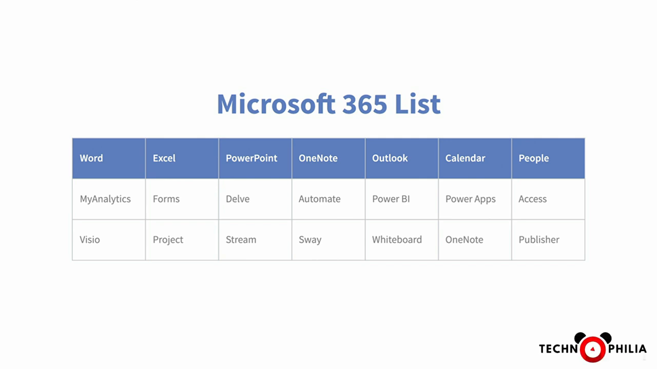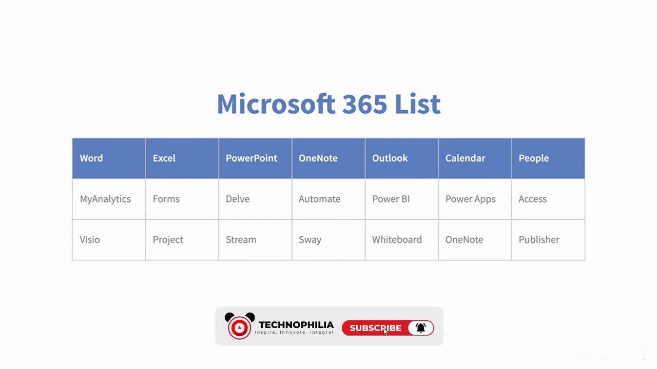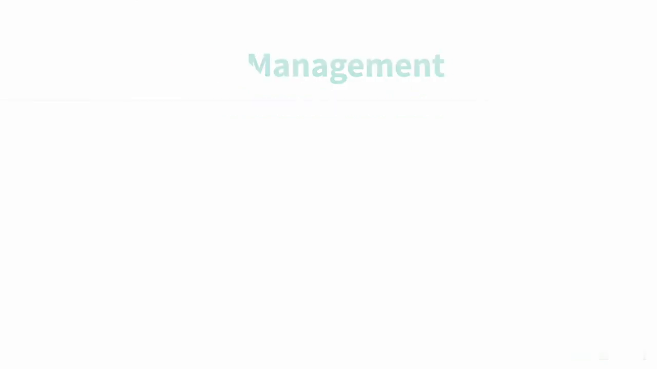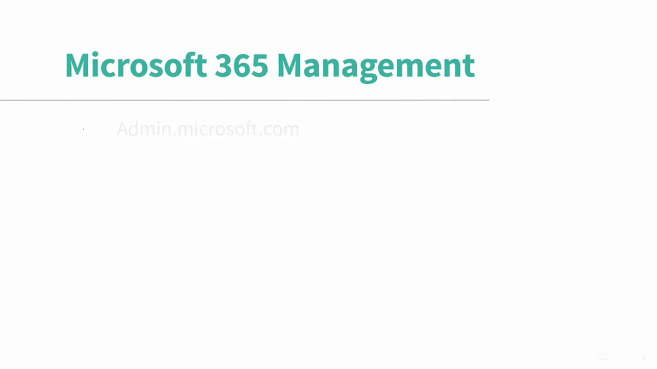It's interesting to note that included in many of the Microsoft 365 packages are the original Office applications like Word and Excel. You can still buy these products or rent them here. To manage these applications, you'll need to go to admin.microsoft.com or log in to office.com and click the admin icon if you have those rights.